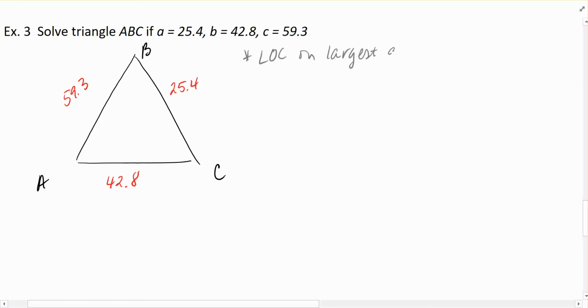Now remember that the largest angle is going to fall across from the largest side. So that would be side c. And so that tells me that I'm going to be using the law of cosines to find angle C. So let's write the formula, which would be c squared equals a squared plus b squared minus 2ab times the cosine of angle C.